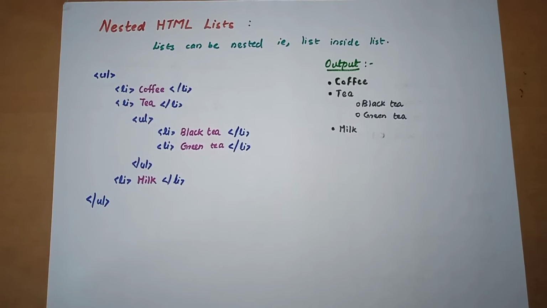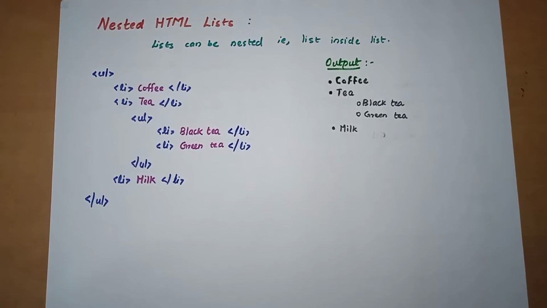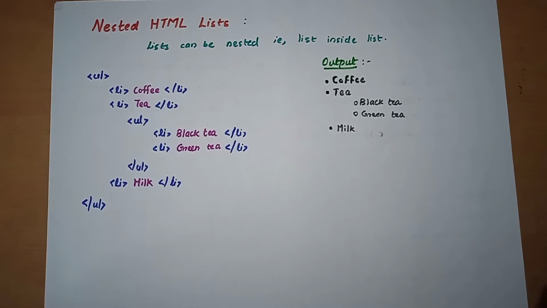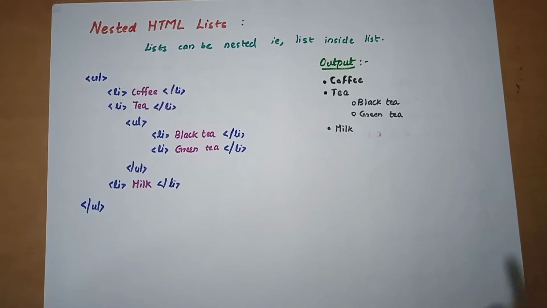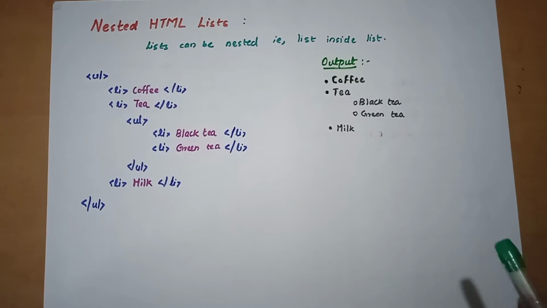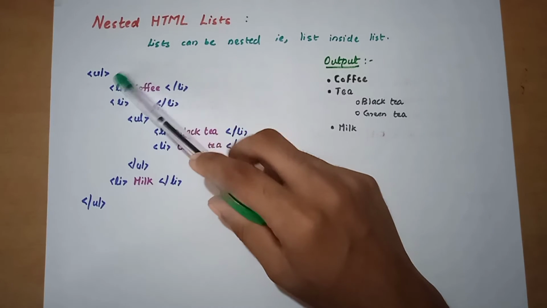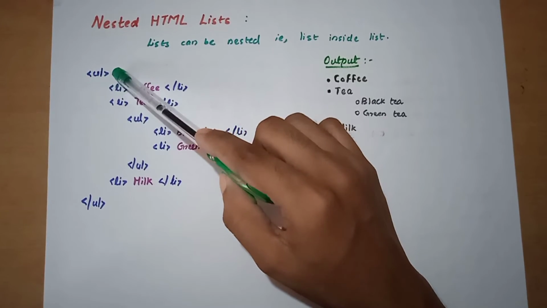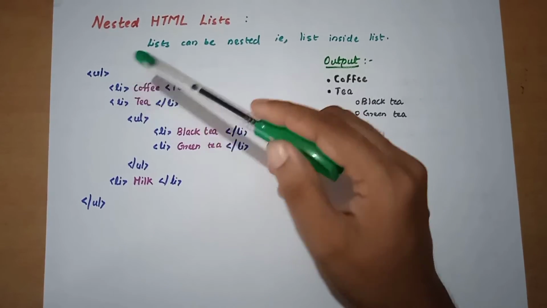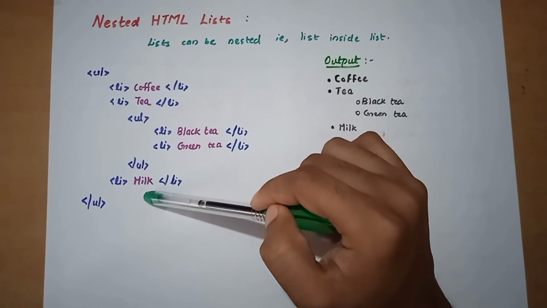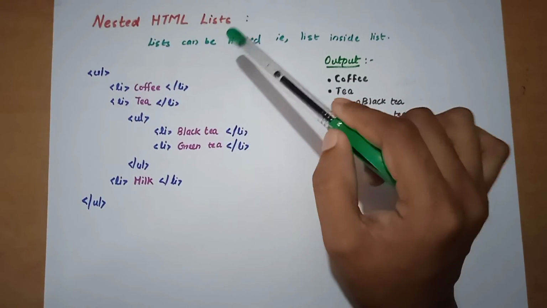So a nested list is nothing but a list inside a list. Each of the lists in HTML can be nested. That means we can represent list items inside the list items themselves, like that. It's just that the nesting takes place there. So how we define these nested lists, we are going to see here. UL, so when we see this UL, we can identify that this is an unordered list. I'm going to show an example of nested HTML lists using the unordered list.